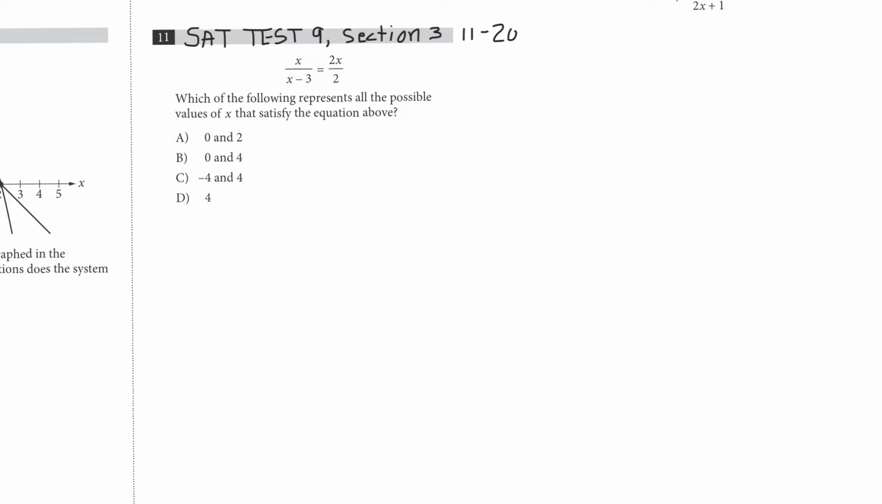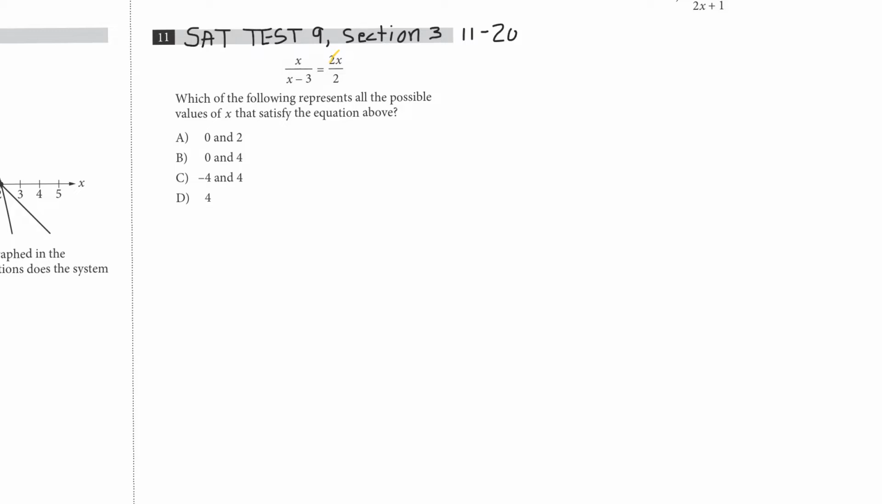Okay, we're doing SAT test number 9, section 3. It's part 2. This is 11 through 20. And the first problem is number 11 here. It looks like in number 11 we have x over x minus 3 is equal to 2x over 2.